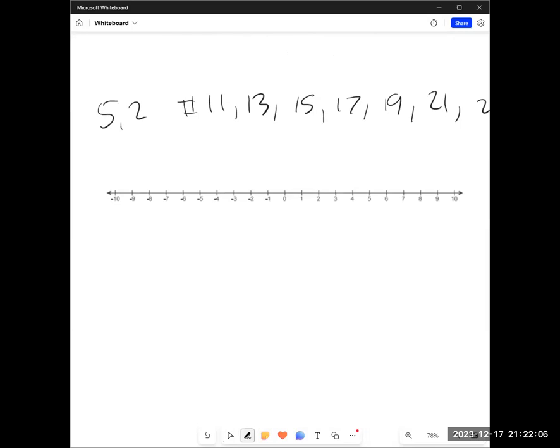So my first problem, number 11 here, says that I want -2 plus 3. So I'm going to start at -2, and I'm going to move 3 in the positive direction. 1, 2, 3, and I get to a +1.